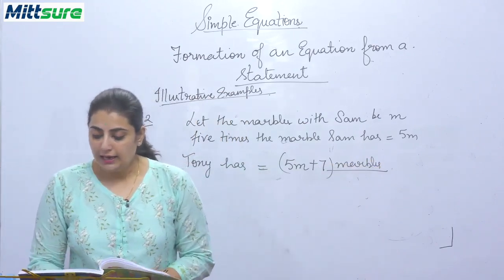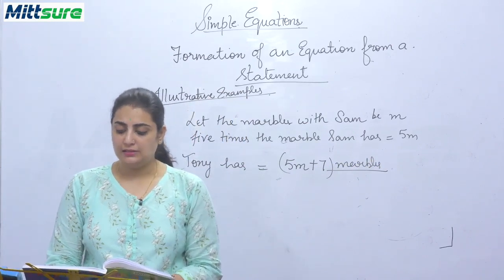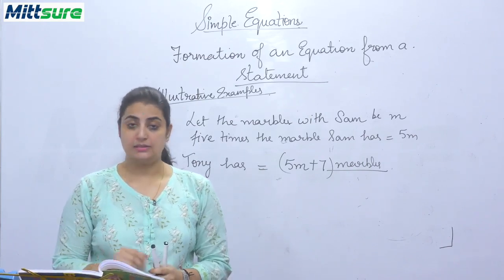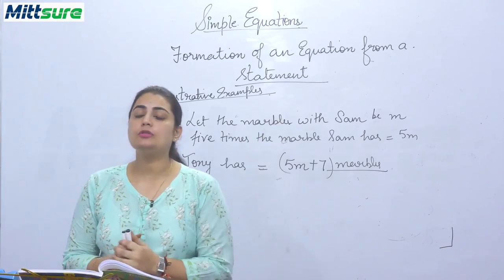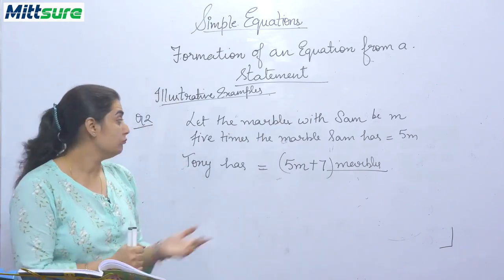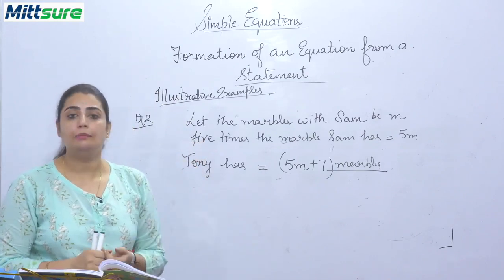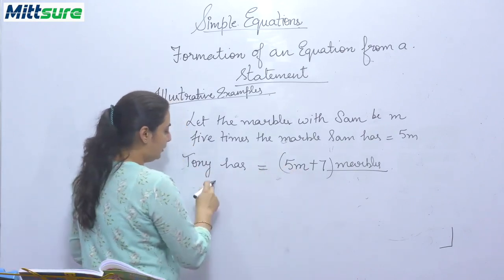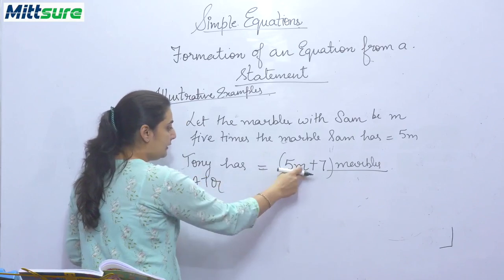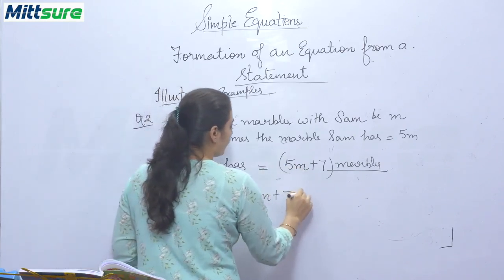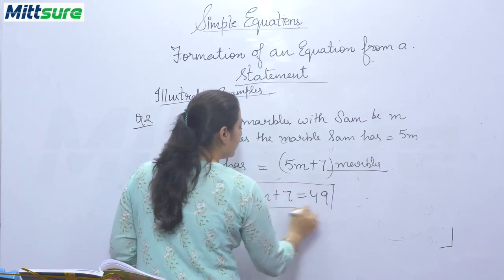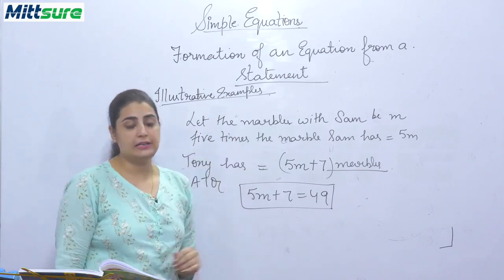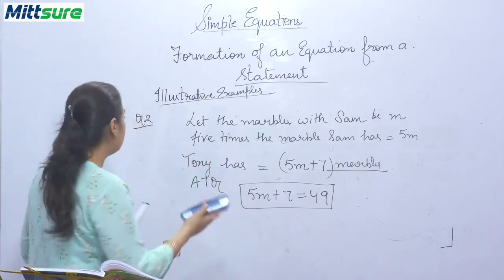Now, Tony has 49 marbles. Express the statement in the form of an equation. Take m to be the number of Sam's marbles. So we have already supposed the marbles with Sam are m in number. So if this is the total marbles that Tony has, then according to the question, this will be equated to 49. So this becomes the equation for the given statement.